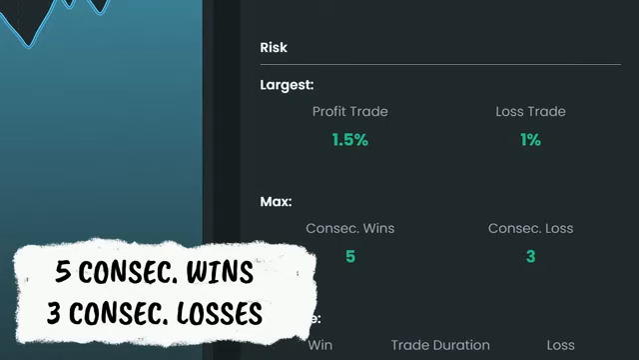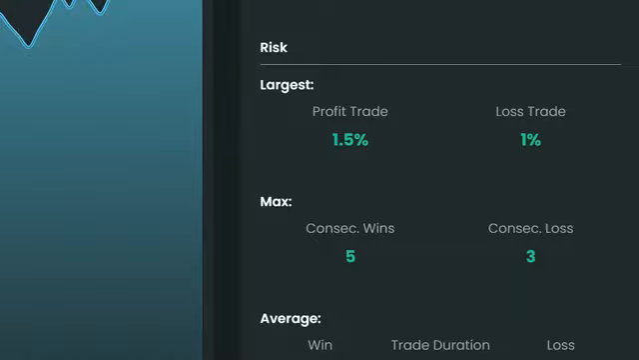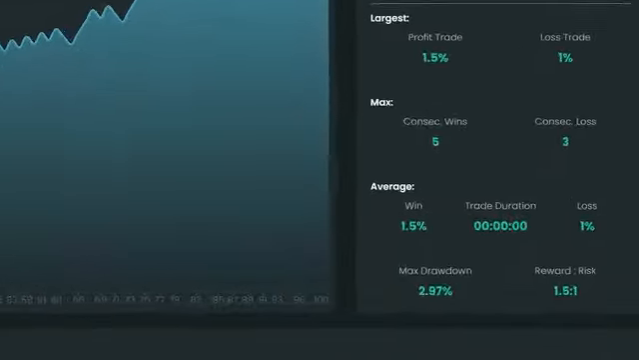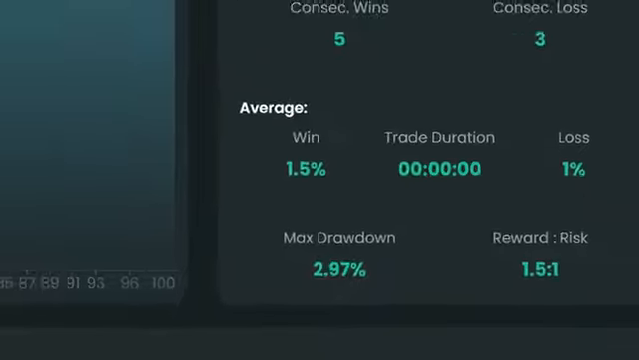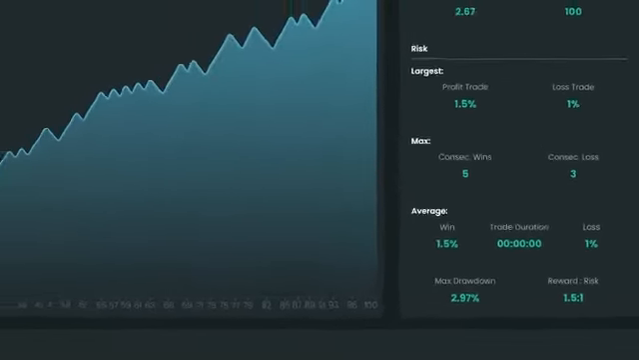Lastly, we need to consider the max drawdown, which represents the biggest drop in our account balance. In this case, the max drawdown was a mere 2.97%, indicating that our risk management techniques are working effectively in protecting our capital from significant downturns.